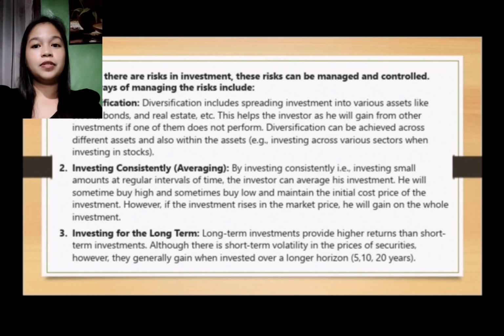Investing consistently, averaging. By investing consistently, investing small amount at regular intervals of time, the investor can average his investment. He will sometimes buy high and sometimes buy low and maintain the initial cost price of the investment. However, if the investment rises in the market price, he will gain on the whole investment.